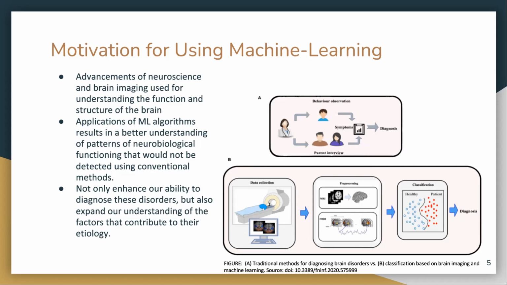The application of machine learning methods will ultimately improve not only our ability to diagnose these disorders, but also augment our understanding of the mechanisms that contribute to their etiology. For example, association between autism and their parents' use of substances such as caffeine and certain antidepressants.